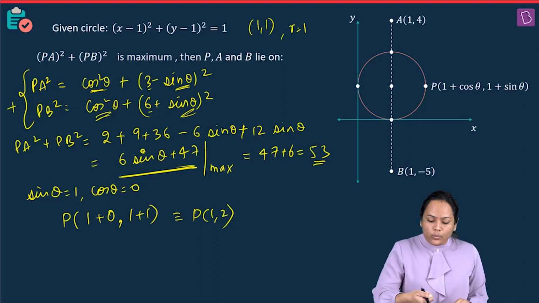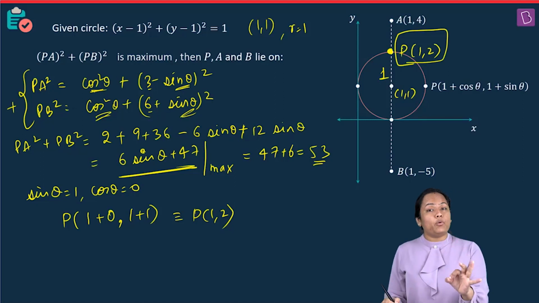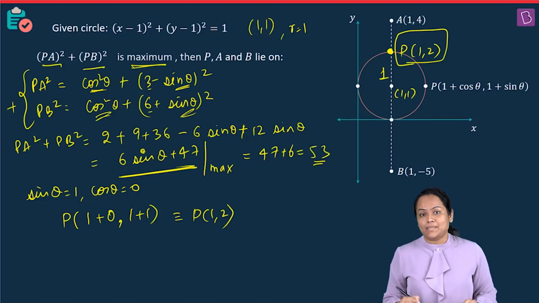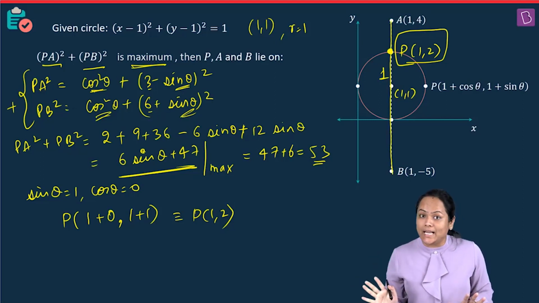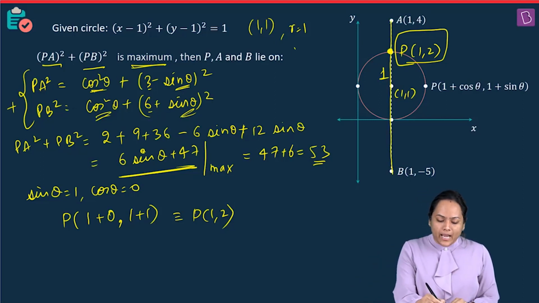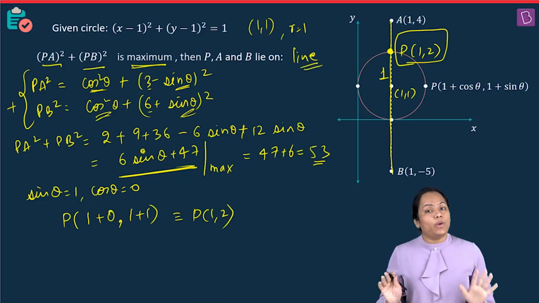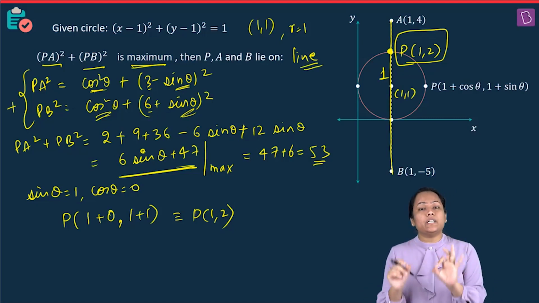And you know that very well that if my center is 1, comma 1 and radius is 1, this is my point 1, comma 2. So this will be the position of my point P when PA square plus PB square will become maximum. And here you can clearly see that P, A and B all lie on a straight line. So that means P, A and B will always lie on this straight line such that PA square plus PB square is maximum. Understood?